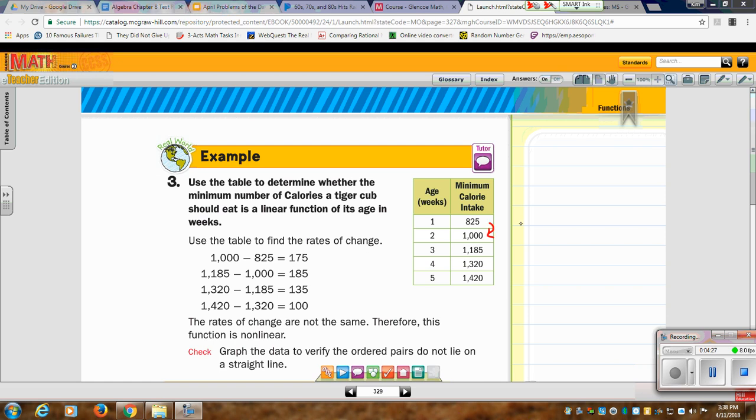What we notice here is this is increasing by 175, but then this is increasing by 185, and then this is increasing by 135. And then this is just increasing by 100. So none of these are constant, and yet we can see that our weeks are increasing by just 1 week. So it is not a linear relationship. Super easy.